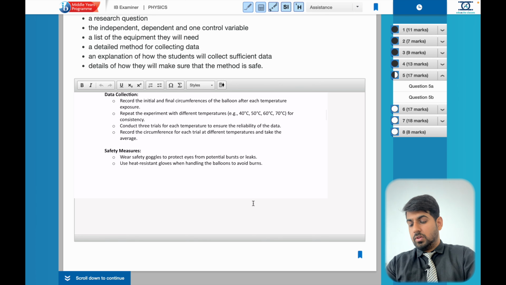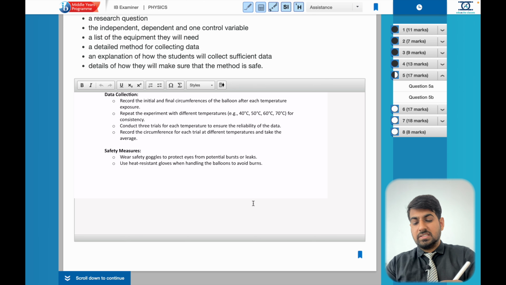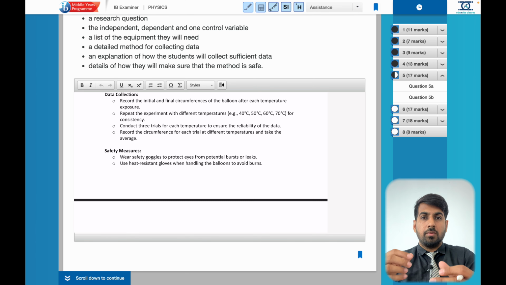Safety measures, although if you want to make a separate heading, you can do, although we have discussed this in the method as well. Wear safety goggles to protect your eyes from a potential burst or leaks. Use heat resistance gloves when handling the balloons to avoid burns. So, these are certain examples you can add on your own, but that should be logically applicable for this particular investigation. For example, you can also write about precautions like keeping a fire extinguisher with you, or reading the manual on how to operate the oven carefully. So these are certain safety measures so that your method is safe.